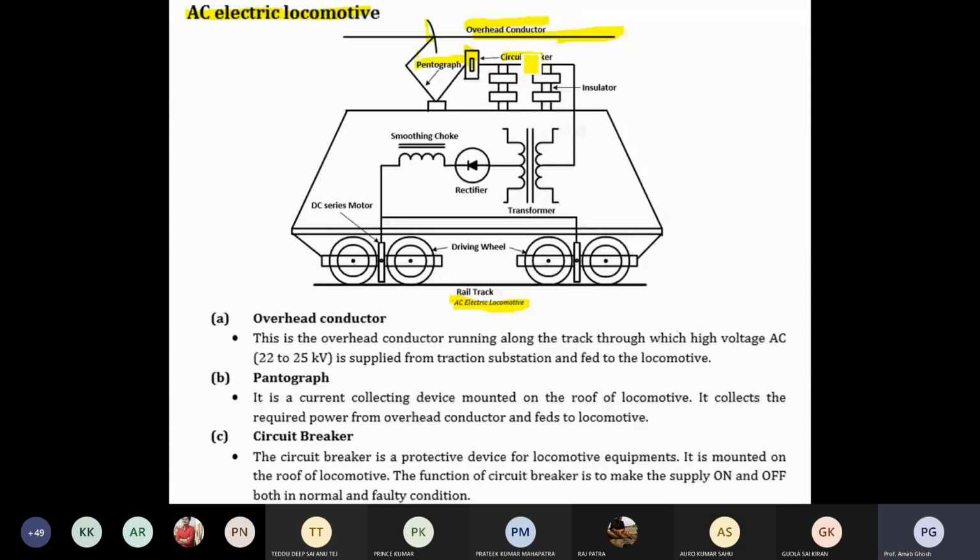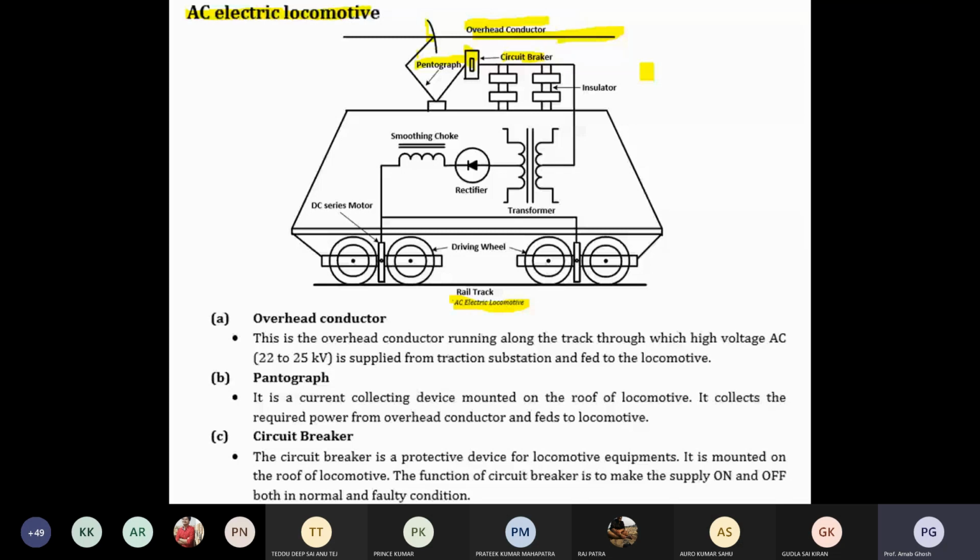In a normal EMU, that is for city rides, Indian Railways normally uses the vacuum type circuit breaker. Why vacuum type? The rating of the vacuum circuit breaker is comparatively less than the air blast or air brake circuit breaker. The air brake circuit breaker is normally used for high rated locomotives for mainline transportation.